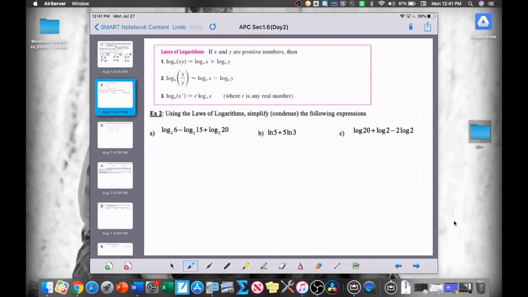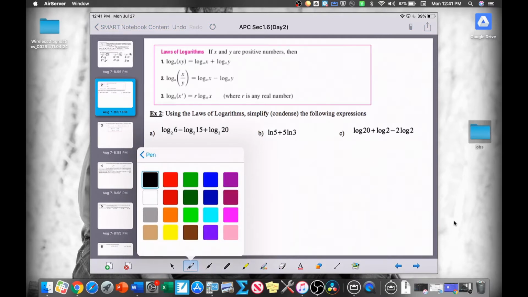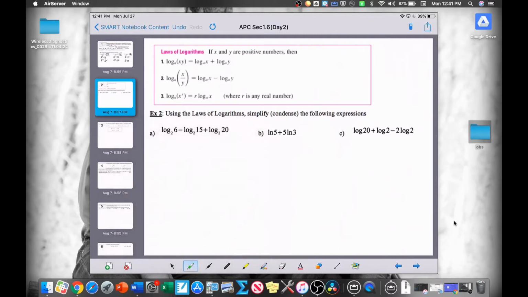Example 2, A, B, and C are asking us to use the laws of logarithms to simplify or to condense the following expressions. Whenever they're asking us to condense, when we are done, we should have one log in our answer. That's what it means to condense completely. So when I look at example A, I have log base 2, log base 2, log base 2.